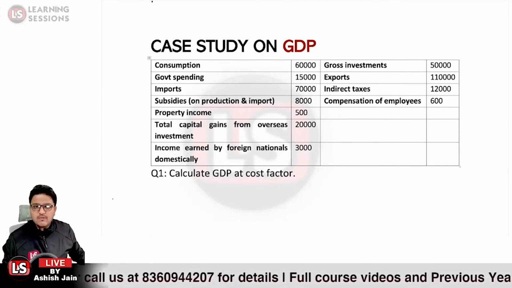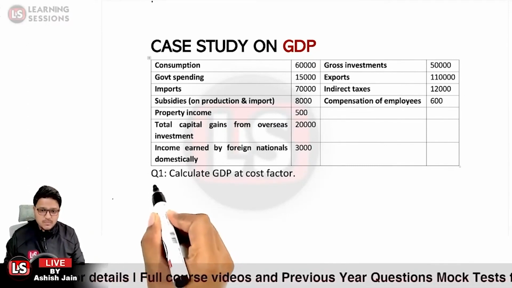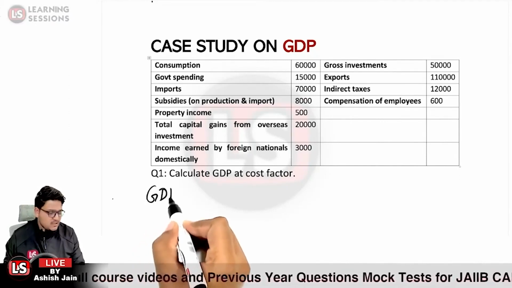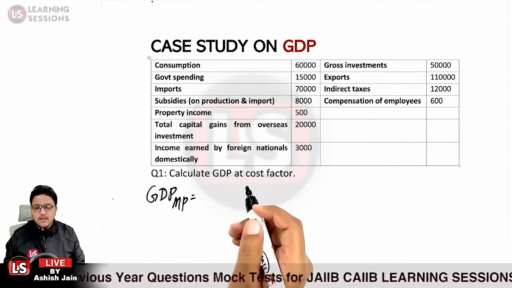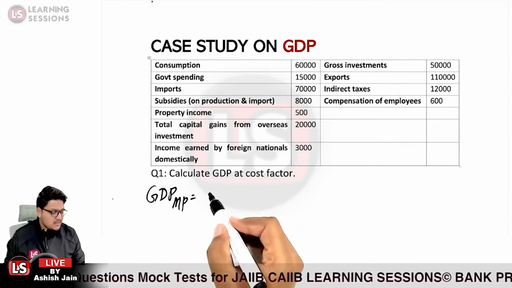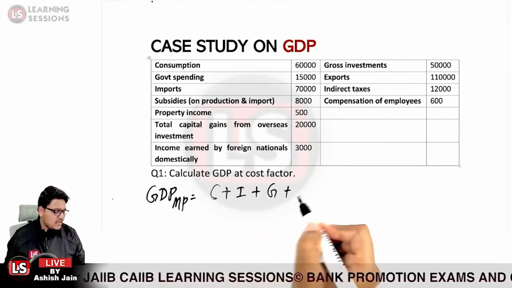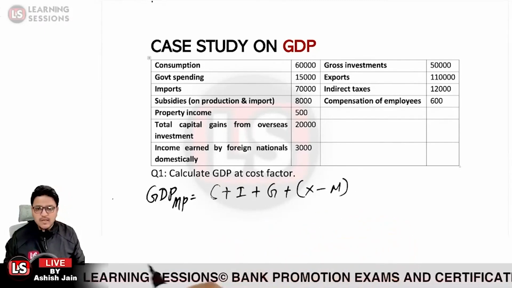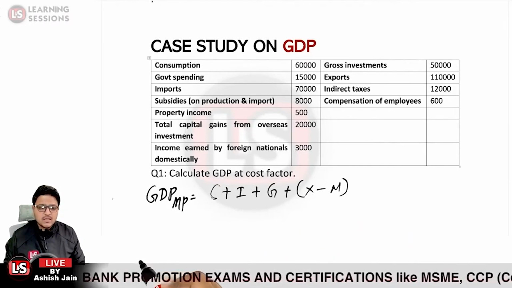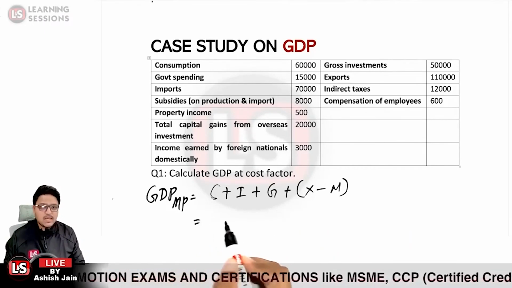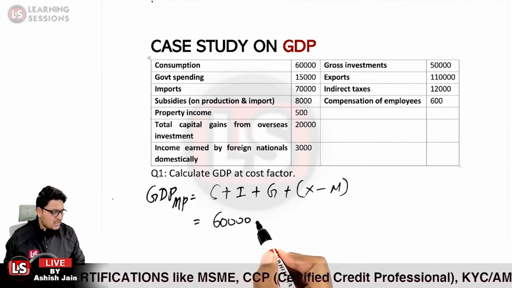So we have already been provided with the data. Let me solve the question for you. First of all, we will be calculating the GDP at market prices. As per the expenditure method, I already told you the formula: it is C plus I plus G plus X minus M. This is the formula related to it, and we need to calculate the GDP at market prices first of all. So C, that is consumption, is given to be 60,000. All figures here are in crores.